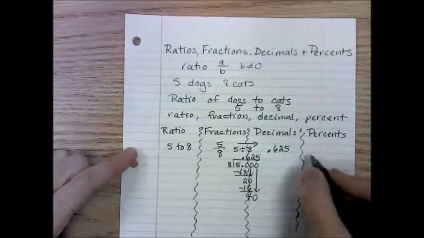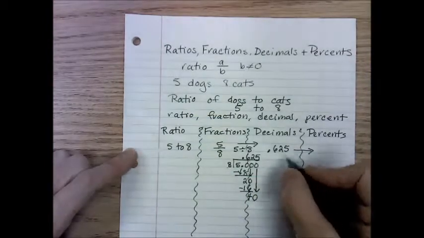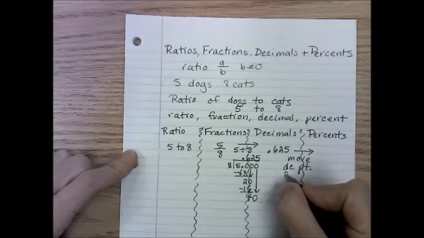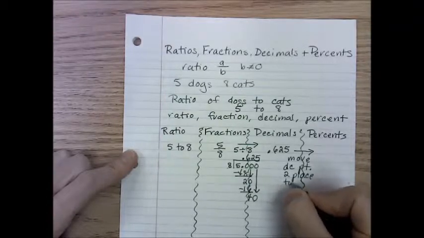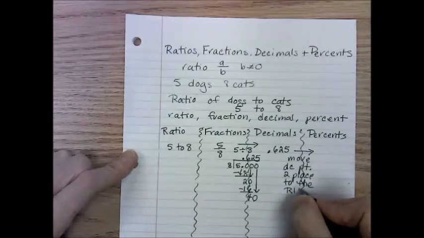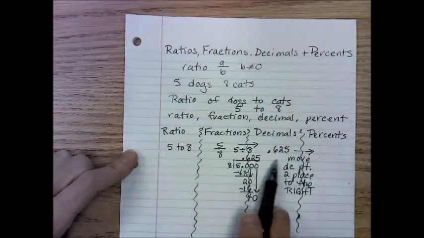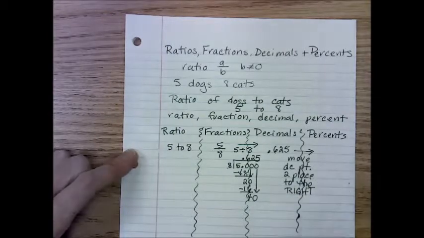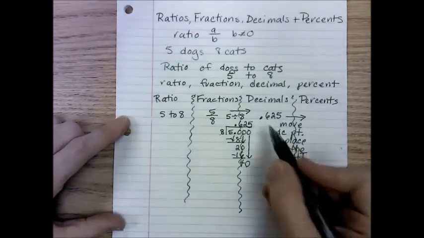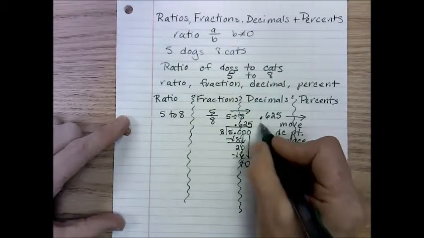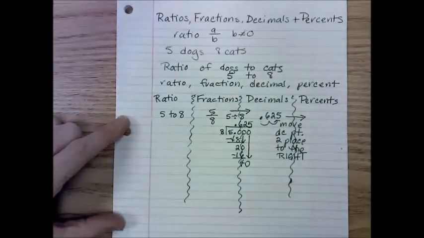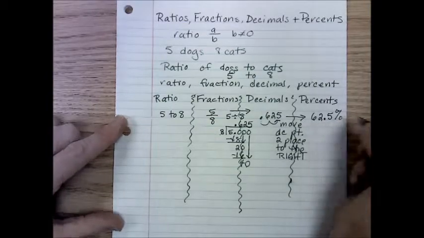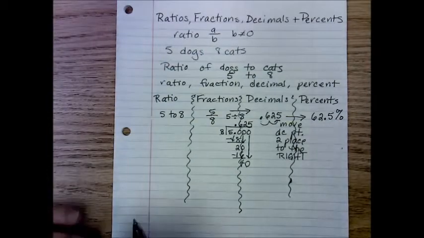Now, to change a decimal to a percent, what we do is we move the decimal point 2 places to the right. And what I like about this chart, we are moving to the right, so that kind of helps me remember that I'm going to move this decimal point 2 places to the right. So my decimal point is in front of the 6, and I move it 2 places. It's now going to be behind the 2, so this would be 62.5%. That's fairly easy.